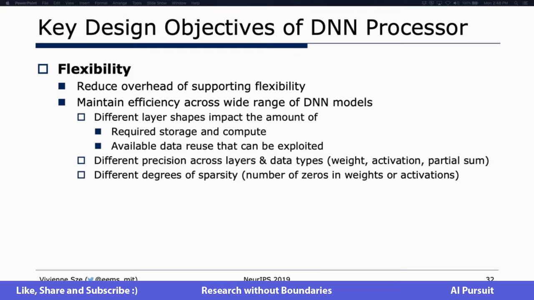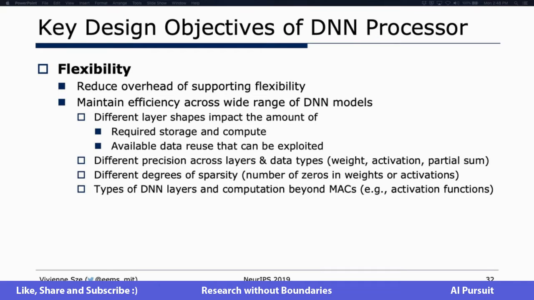We mean, first of all, we want to be able to maintain efficiency across a wide range of DNN models, and this could include different layer shapes, which can impact the amount of storage and compute requirements, and also the available data reuse that can be exploited to reduce the data movement costs. The different precisions that you might have across layers and data types. So for example, the weights, activations, and partial sums might all have different precisions. Can we have flexibility to exploit that?